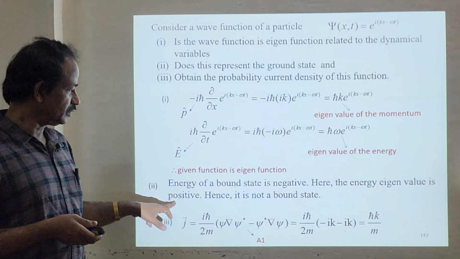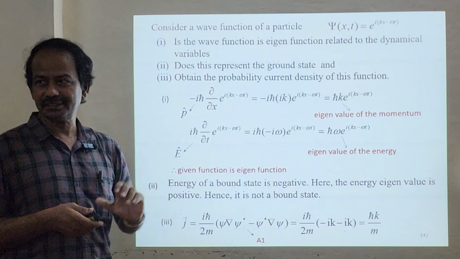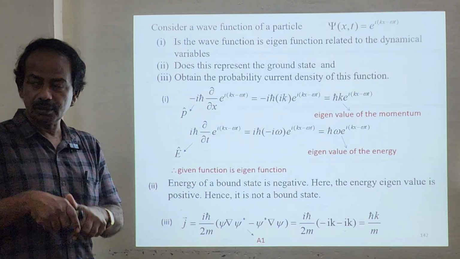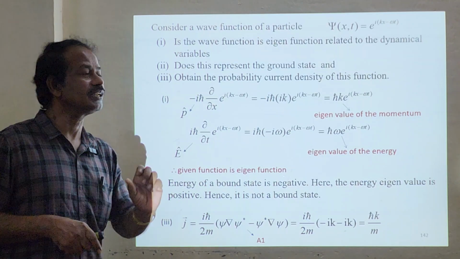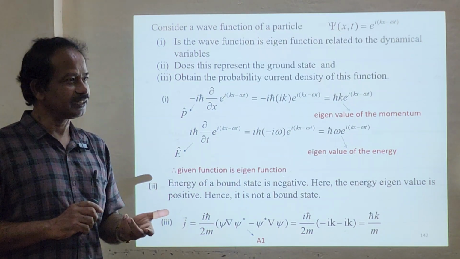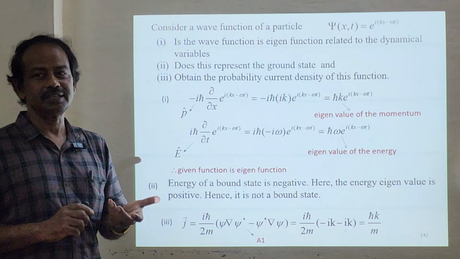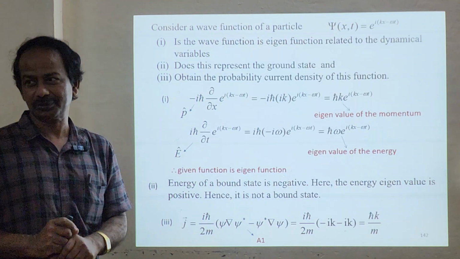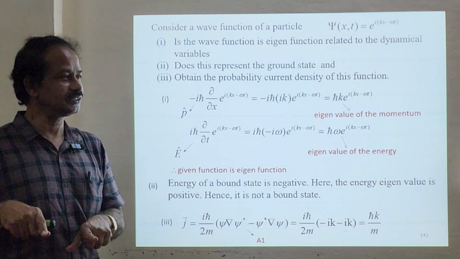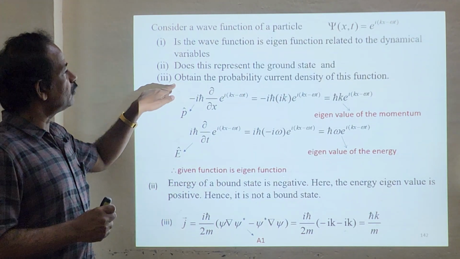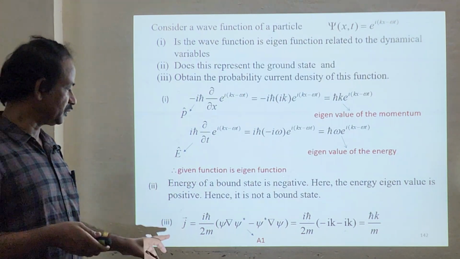Here the energy eigenvalue is positive. So it is not a bound state. It is a free state. Okay. For all bound states, energies will always be negative. For example, for the hydrogen atom at the ground state, the energy value is minus 13.6 electron volt. It is not plus 13.6 electron volt. So minus 13.6 electron volt. So it's a bound state. Okay, is it okay? Now the third one, obtain the probability current density of this function.